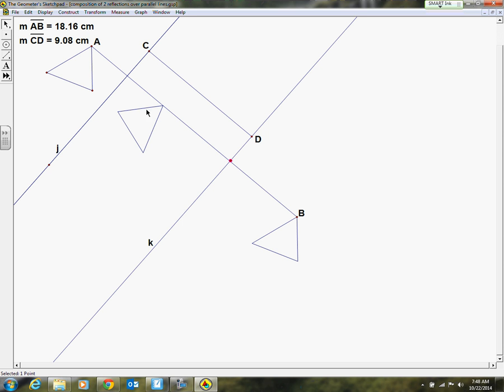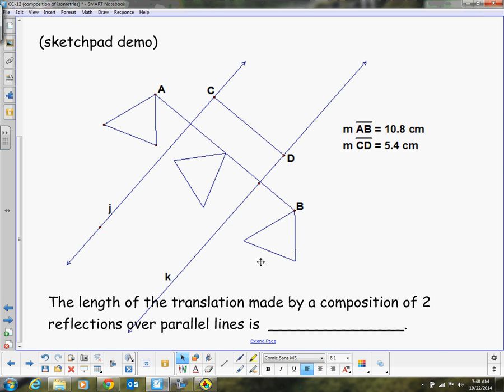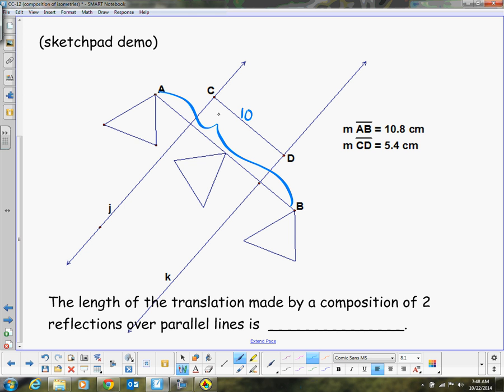So if I asked you what is the distance from A to B, if you knew the distance from C to D, what would you have to do? If I told you that this was 10, this distance would be 20. If I told you this distance was 50, this distance would be, okay.